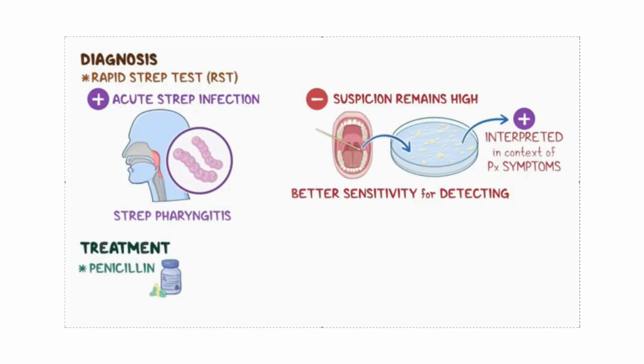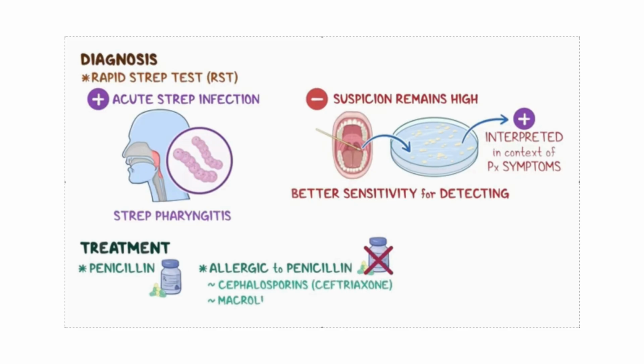Ultimately, the treatment of Strep pyogenes infections is penicillin, because unlike some other streptococcal species which have developed penicillin resistance over time, Strep pyogenes is still sensitive to good old penicillin G. For people who are allergic to penicillin, cephalosporins such as ceftriaxone and macrolides such as azithromycin may be used. Additionally, for necrotizing fasciitis, urgent tissue debridement is necessary.